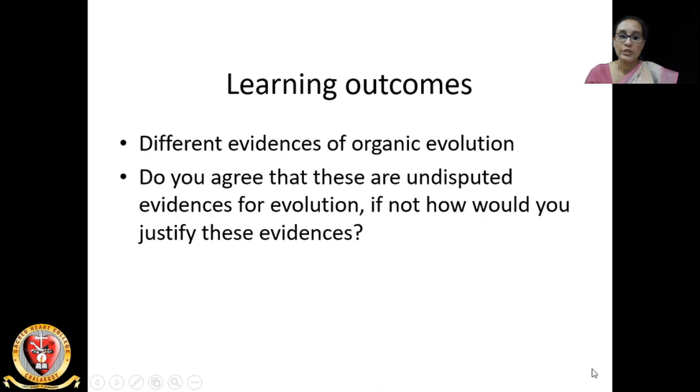At the end of this unit, the learning outcomes will be: you're supposed to know the different evidences for organic evolution. You should be able to give examples under each, and you should be able to explain how each evidence supports the theory of organic evolution. Another question that I would like you to think about is, do you think these evidences are true, or are they undisputed evidences? If they are not, then how would you explain the existence of these evidences in the present day world?